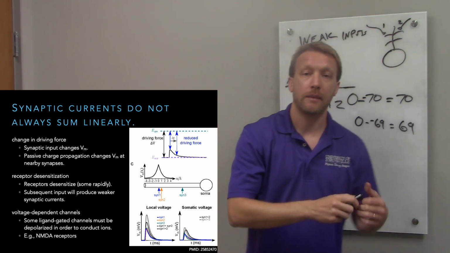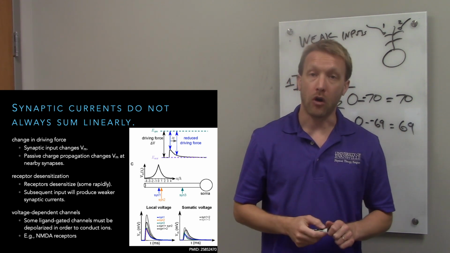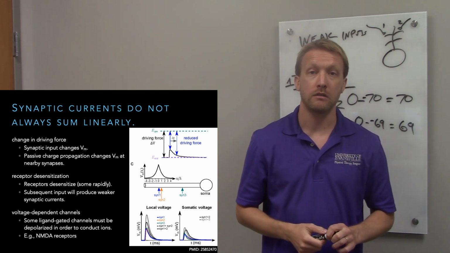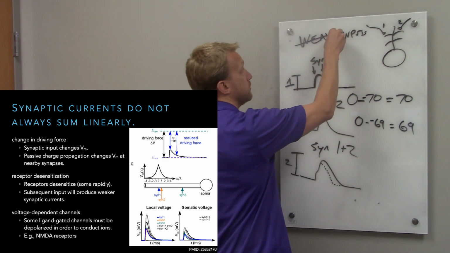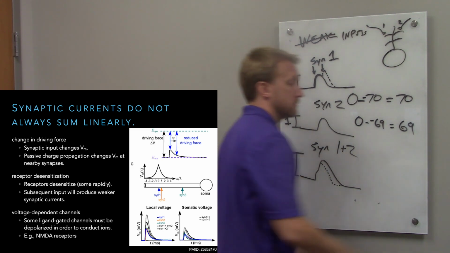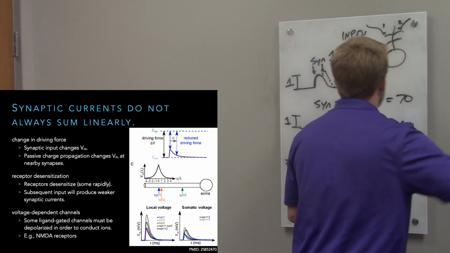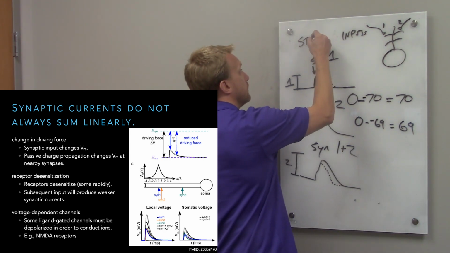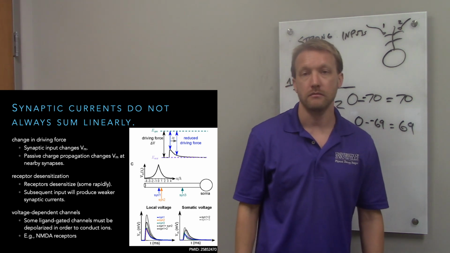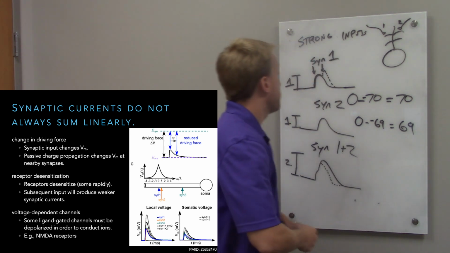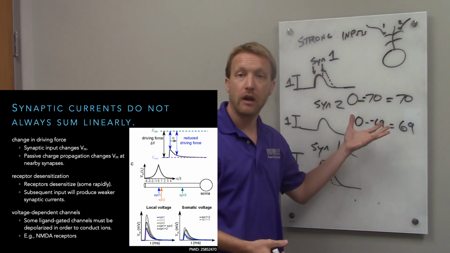Now this might sound like synapses are always on the losing end. Not quite. There are occasions where 1 plus 1 is greater than 2. And that's when we're not dealing with weak inputs. Instead, we deal with strong inputs here. So what happens if we increase the strength? And now we're dealing with very strong synaptic input. Well, we're still going to have the same issue, where we depolarize and we're going to change driving force.